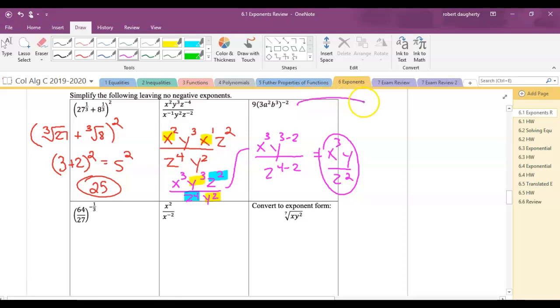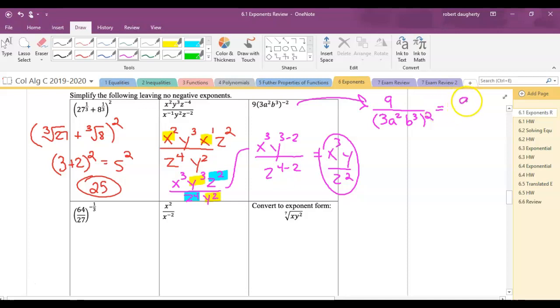Looking at number 9 here, the one that has a 9 in front of it. This is 9. What's being raised to the 2nd power? It's everything in parentheses. Excuse me, it's raised to the negative 2 power. Why don't I write it on the bottom of the fraction? And now it's raised to the positive 2 power. Okay, and then I just simply need to evaluate this.